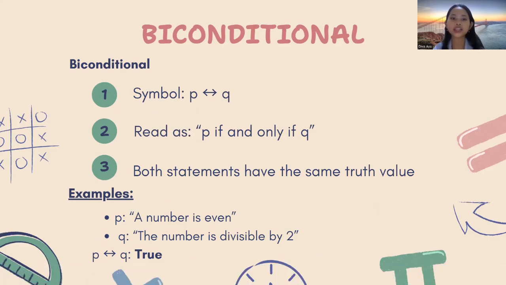biconditional, and this is the symbol of biconditional. Biconditional means P if and only if Q. This means both statements imply one another, so they must always have the same truth value. Its meaning, P if and only if Q, P is necessary and sufficient for Q, P is equivalent to Q. If one is true and the other is false, then it becomes false.